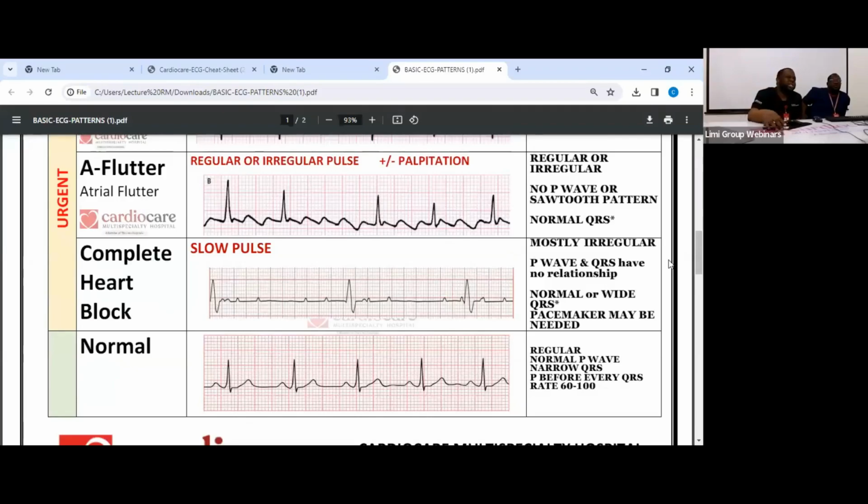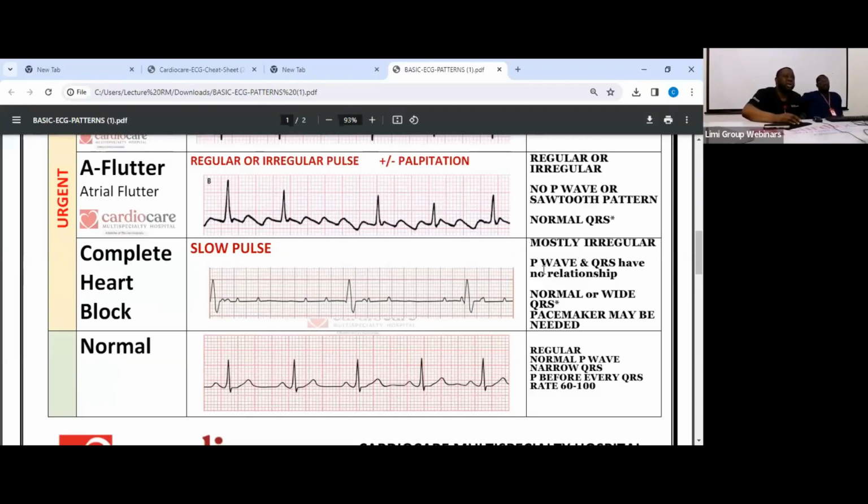You are getting 30, you are getting 40, you give the ECG, and you can see the P waves dancing anyhow, QRS are coming. It is not long, it is not short. QRS and P wave have no interaction. Yes, correct. Complete heart block. Typically, a pacemaker is needed.